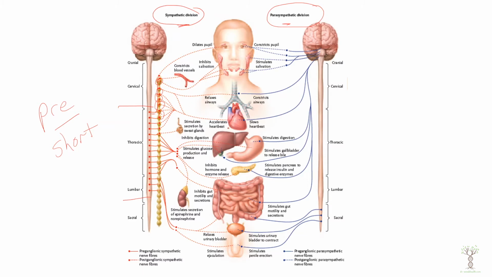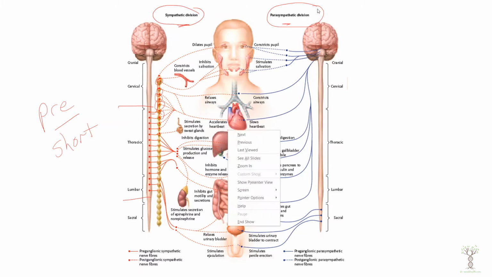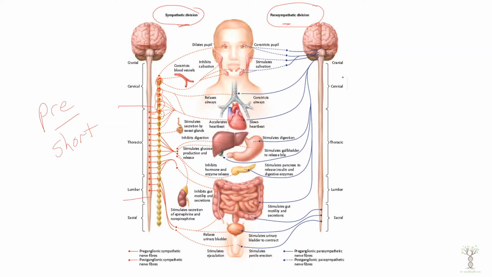to the target tissues. Whereas in the parasympathetic nervous system, the cell bodies originate in the brainstem and the sacral region, and the pre-ganglionic neuron is very, very long. The ganglia are very close to the target tissue compared to the sympathetic nervous system. So let's zoom in and see what's happening with each of our tissues.